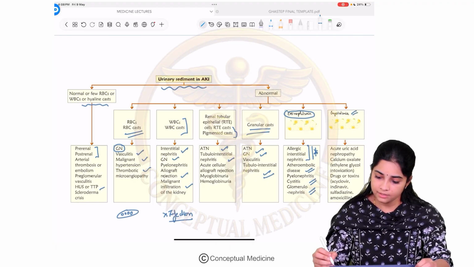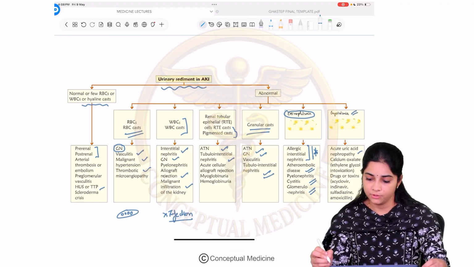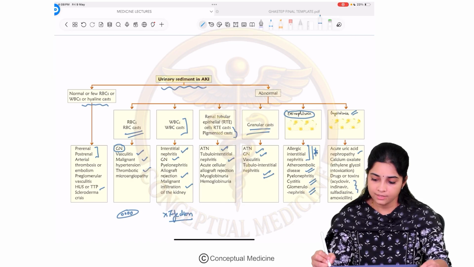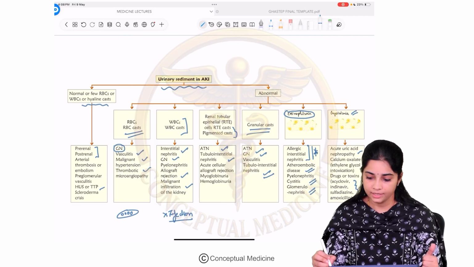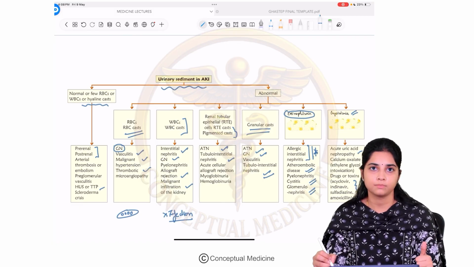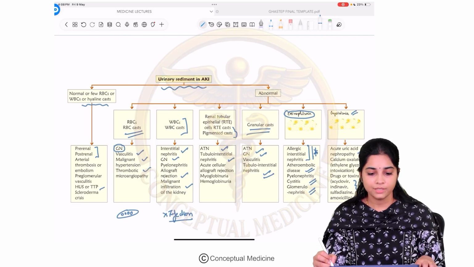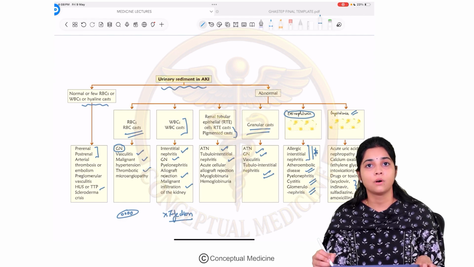Crystals. When do you find crystals? Uric acid nephropathy in tumor lysis syndrome. Certain drugs can also crystallize in the tubules and you will have crystalluria like indinavir, amoxicillin and so on. Okay. So, this is about the analysis of urinary sediments in AKI.